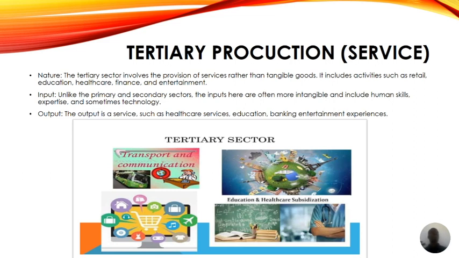So these are the goods which are provided under the service sector, which are very important because education is a key commodity for you to be able to survive. These are all some of the services that are offered in tertiary production. Look at transport and communication; they all fall under tertiary production. Also look at education and healthcare subsidization; they all fall under the tertiary sector. So it's always about service delivery, making sure that the goods reach the final consumer.